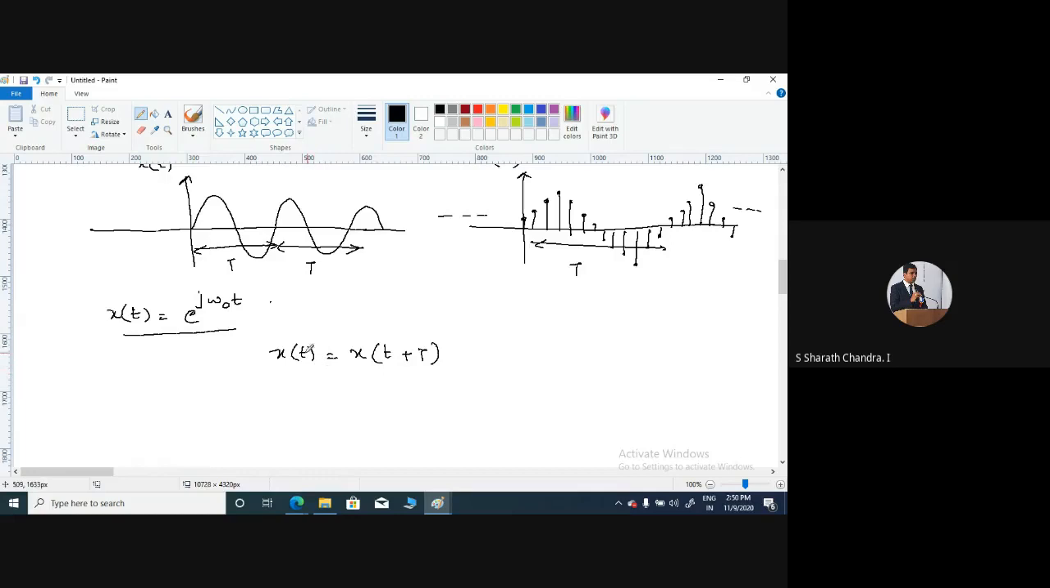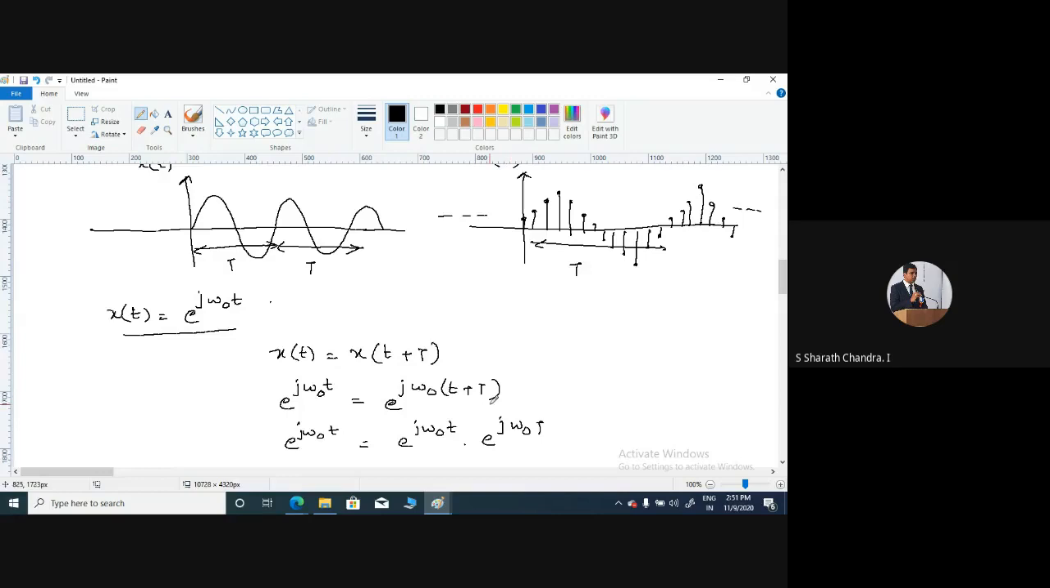Therefore, what I am trying to do is substitute these values of x of t here, where we'll be getting e power j omega naught t is equal to e power j omega naught of (t plus capital T). I have just substituted t with t plus capital T in this particular equation. Therefore, you could see this can be simply written as e power j omega naught t is equal to e power j omega naught t into e power j omega naught capital T.